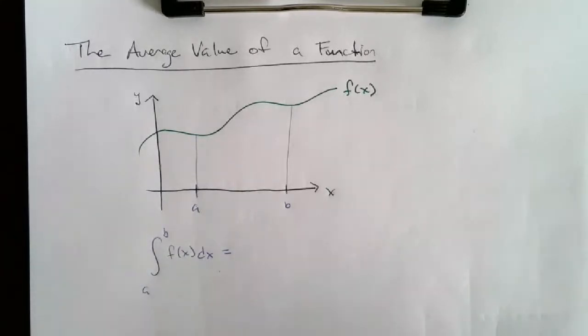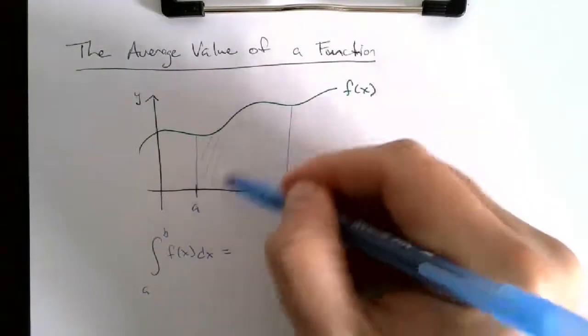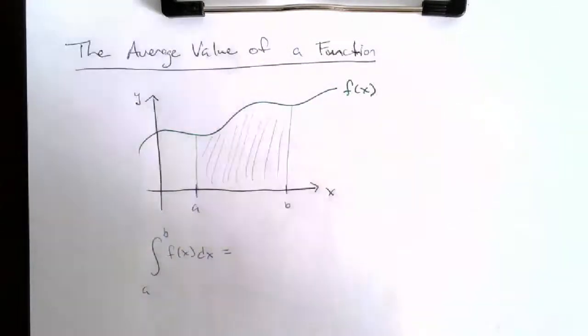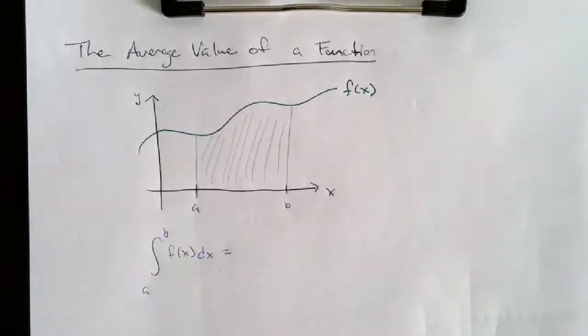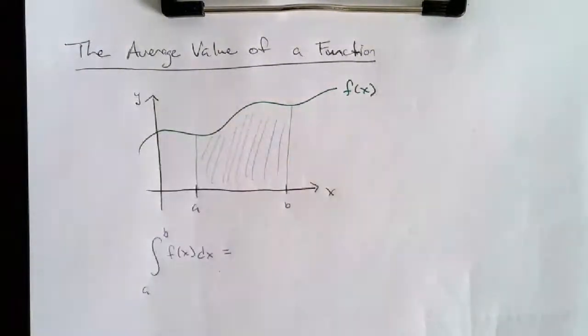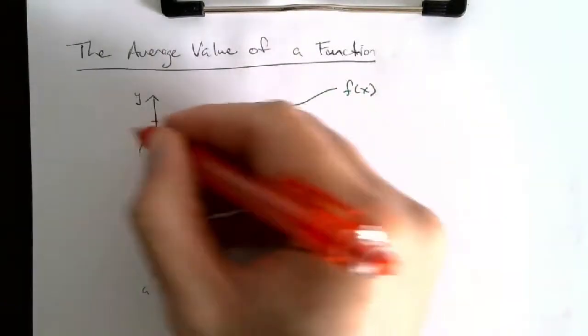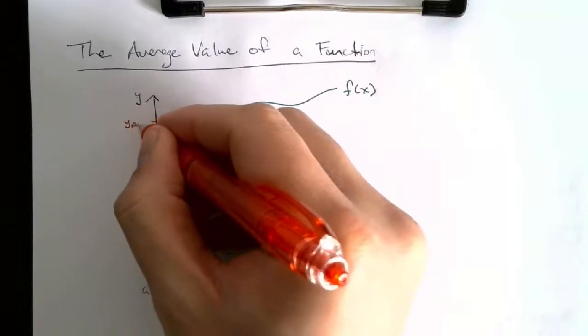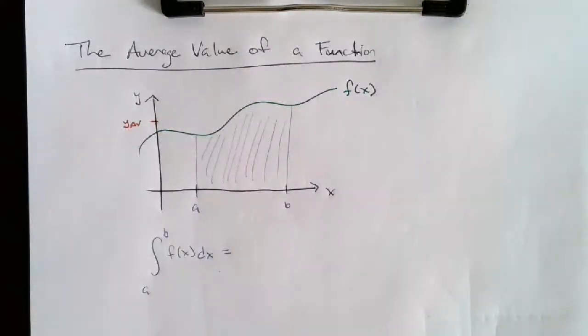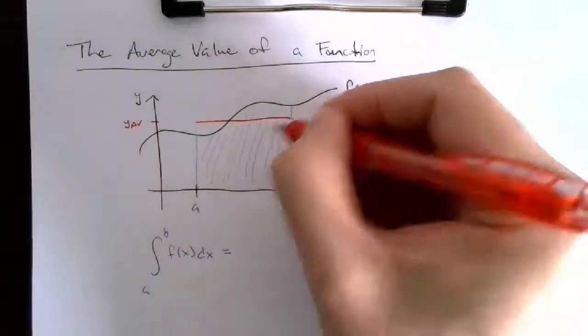Now, what I want to do when I find the average value is look for a rectangle from a to b that gives the exact same area as this integral. So the integral is what I've drawn here in blue. This would give us the area under the curve there. I'm going to look for the height of a rectangle, which, and you'll see why later, I'll call y sub AV for y average.